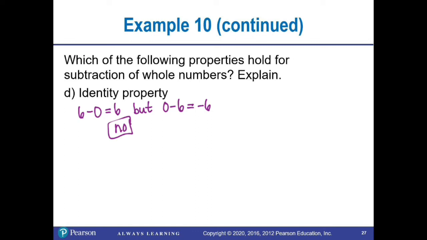In our next video, we'll talk about algorithms for subtraction, we'll talk about subtraction in bases other than 10, and we'll talk about mental computation.